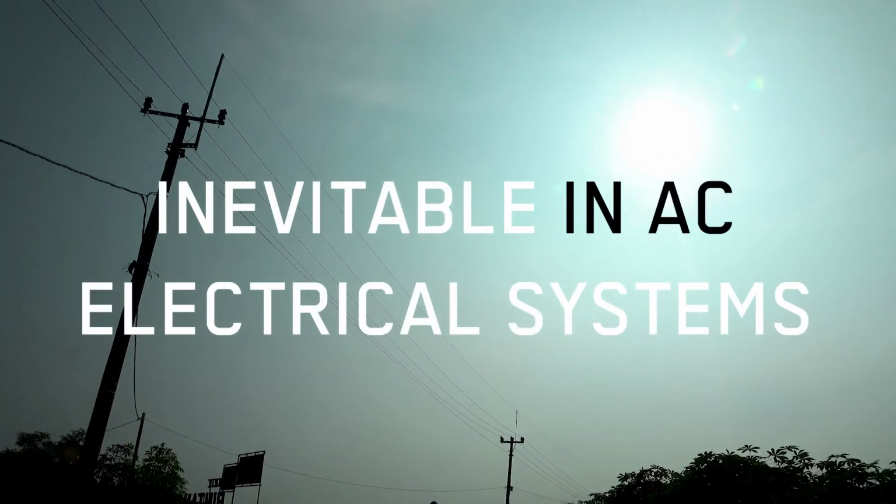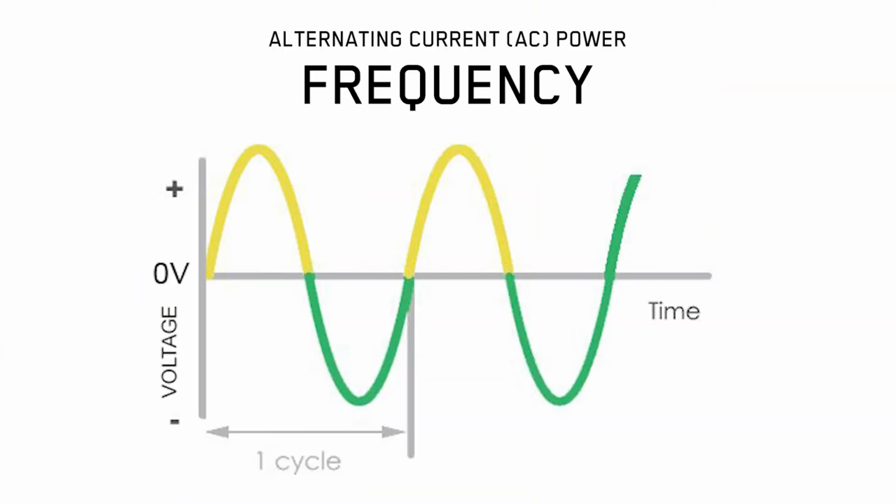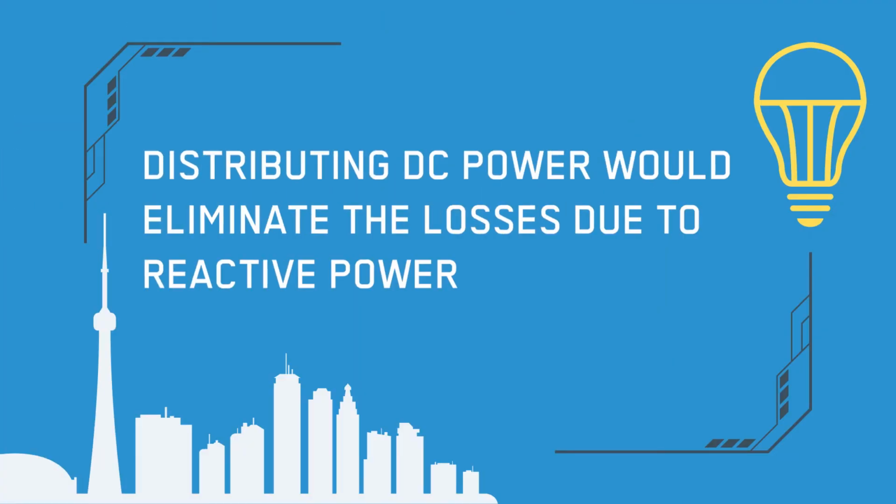I might have said power factor is inevitable before, but really it's just inevitable in alternating current or AC electrical systems. AC electricity has a frequency, and this frequency is what creates reactive power. But if we were to transmit and distribute DC power, which has no frequency, power companies would no longer need to consider power factor when generating electricity. That's not to say that there would be absolutely no power losses along power lines. Distributing DC power would just eliminate the losses due to reactive power. But the transmission of DC power also has less capacitance losses than the transmission of AC power, so power losses along lines would still be much lower.